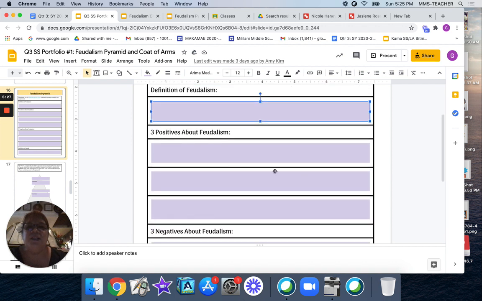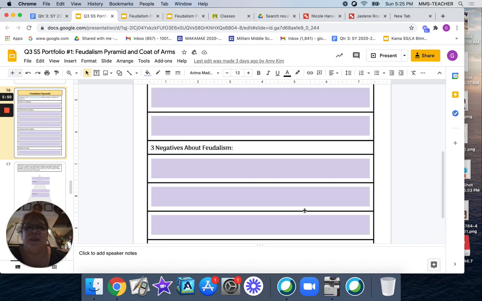Then it's going to ask you, give 3 positives about feudalism. So for each positive you write, you'll put it in this purple box. Give me the first positive thing about feudalism, the second positive thing that they mention about feudalism, and the third positive thing about feudalism.